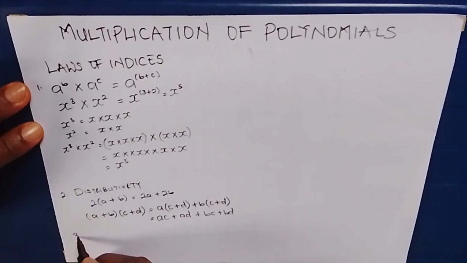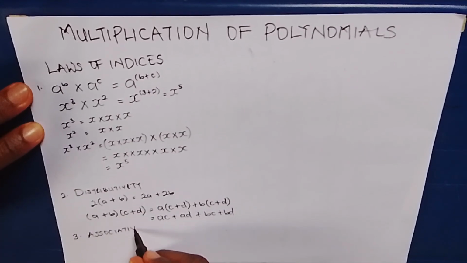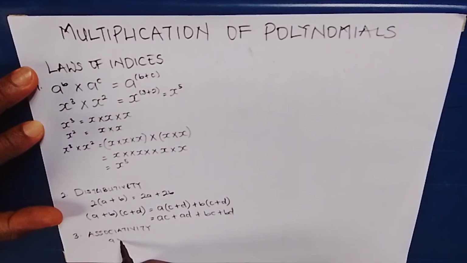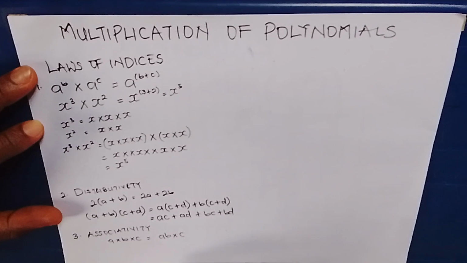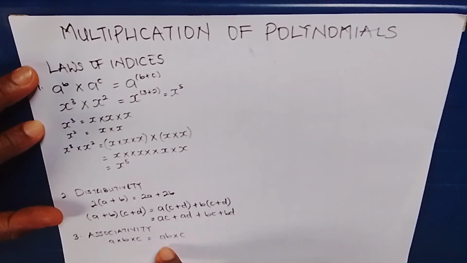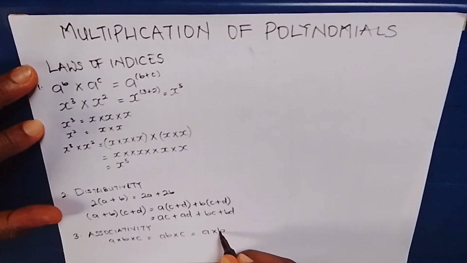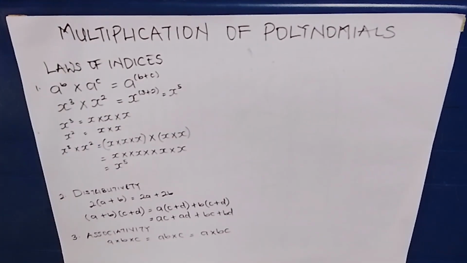And finally, take note of the associative nature of multiplication. Call it associativity. So a times b times c is also equal to ab times c. That is, you can multiply a and b first, and then later multiply by c. And this is also equal to a times bc. That is, you find the product of b and c first, and then multiply by a. So just take note of those, and you'll see how we'll apply them in some examples.